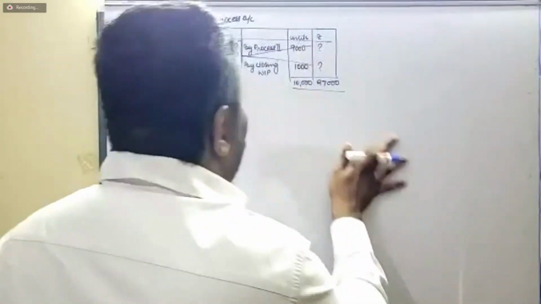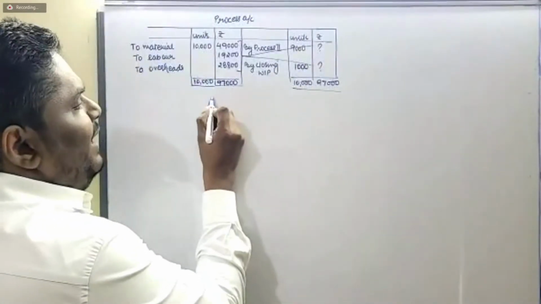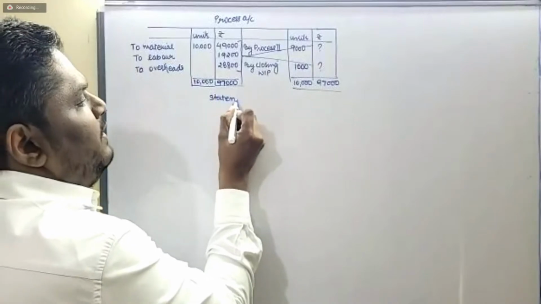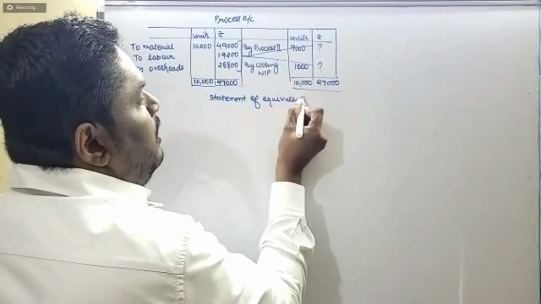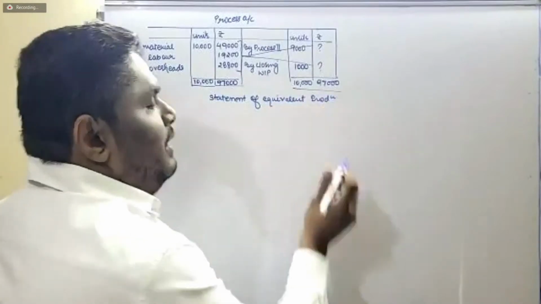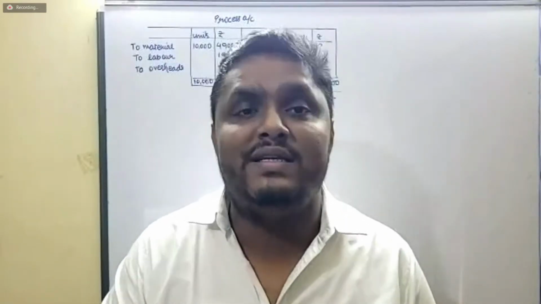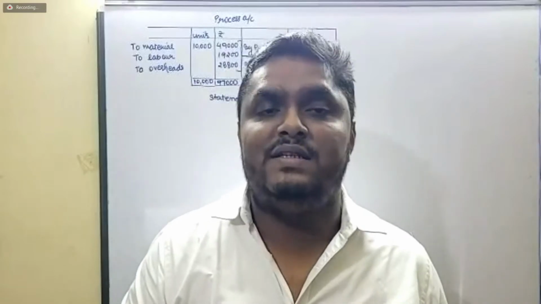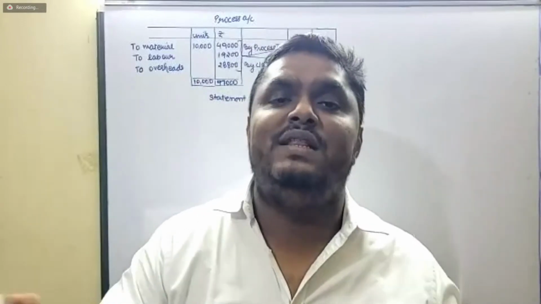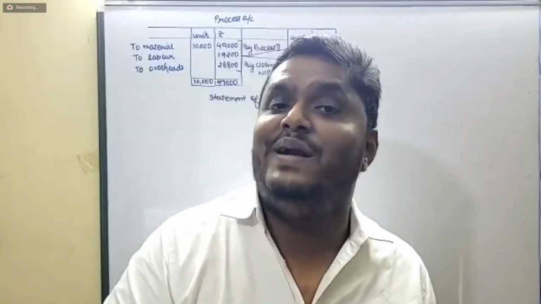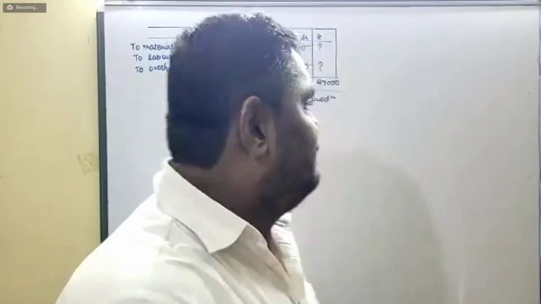So let's start. Now, to calculate the equivalent number of units, we'll prepare statement of equivalent production. Herein, the percentage of completion of material, labor, and overhead is different. That's why we have to prepare this statement. In the previous question, it was clearly given that the units are in process and they are 50% complete or 60% complete. But here the percentage of completion of material, labor, and overhead is different. That's why we have to present it in a statement form.